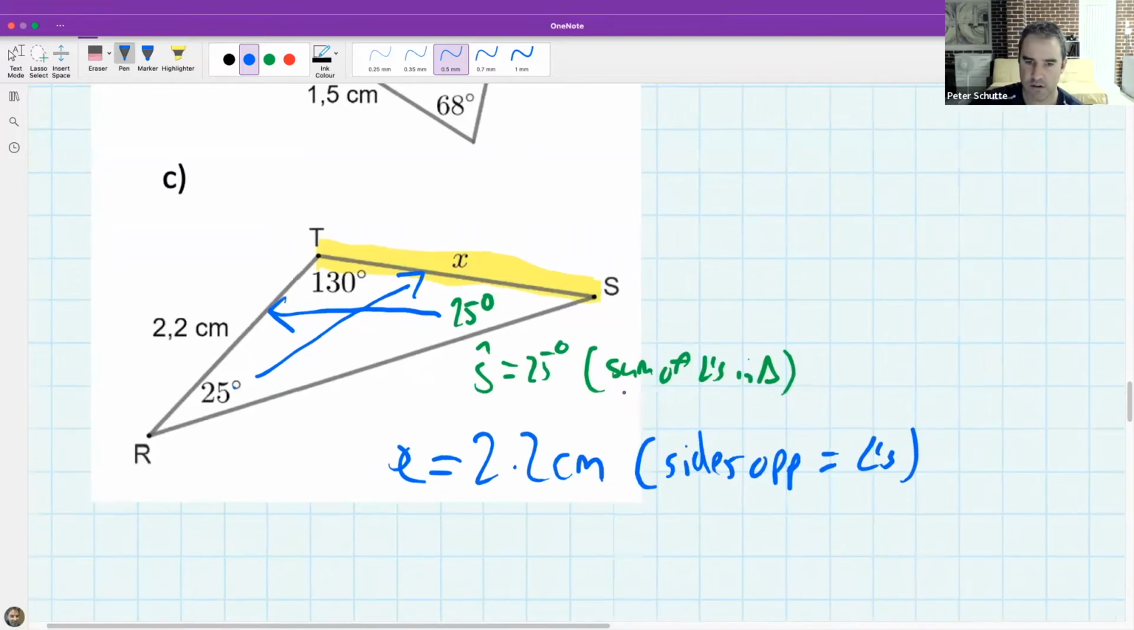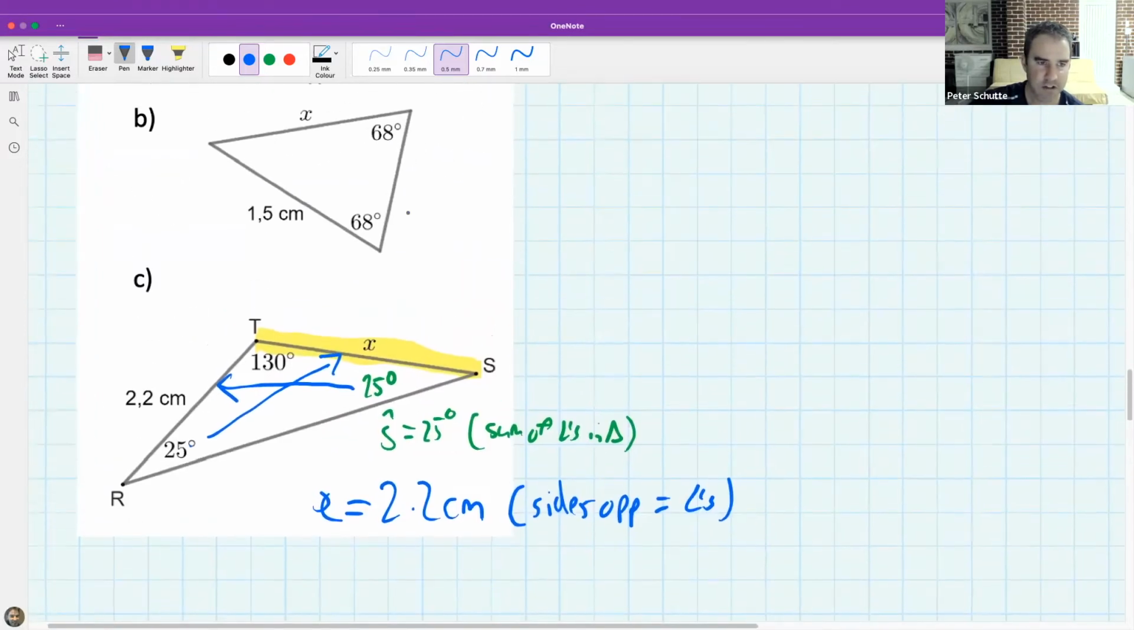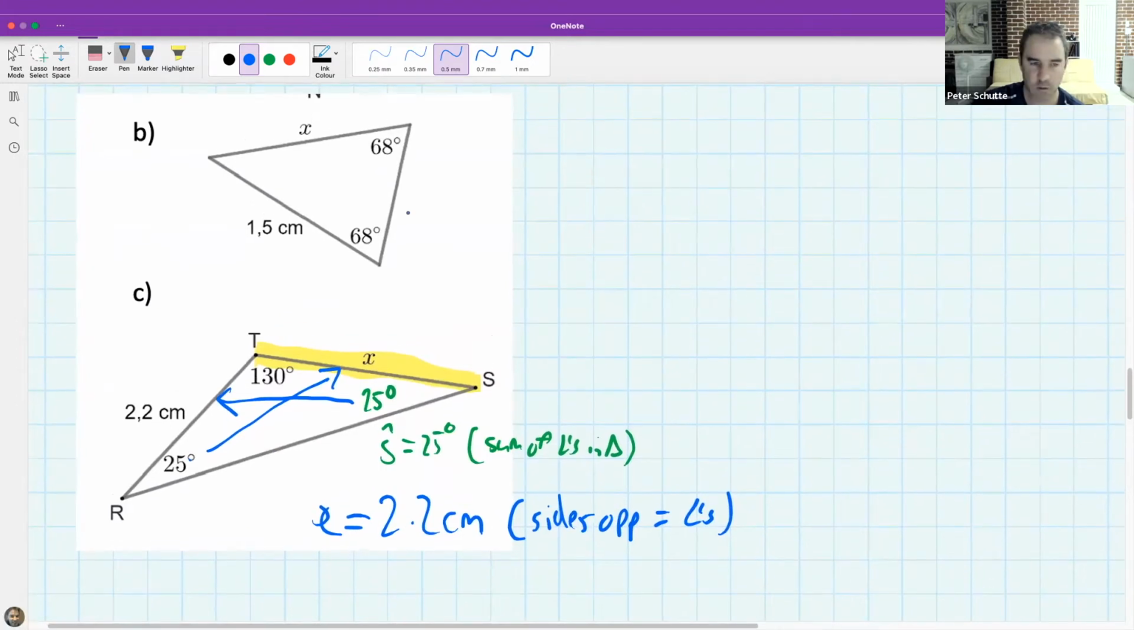All right. Maybe we should do another one like that. So if I say to you, what is the value of x? I know this is really straightforward, but it's important we get it right. What is x going to be in question B? It's the same idea. What is x going to have to be?